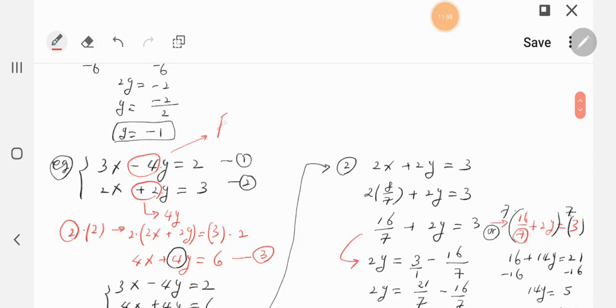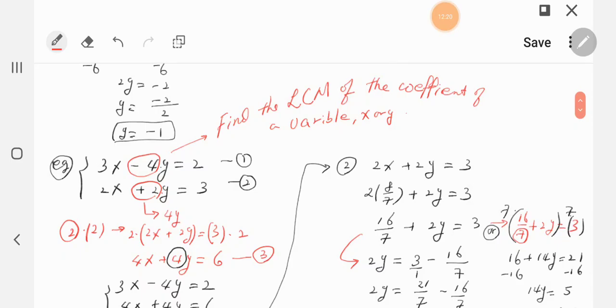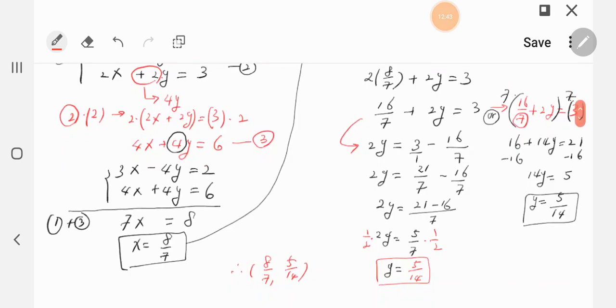Let me write it here. We will find the LCM, the least common multiple, of the coefficients of the variable x or y to be eliminated. So the coefficients of y are 4 and 2, then the LCM of 4 and 2 is 4. So we'll make the coefficient of y to be the LCM, 4. Then let's try examples in the textbook.